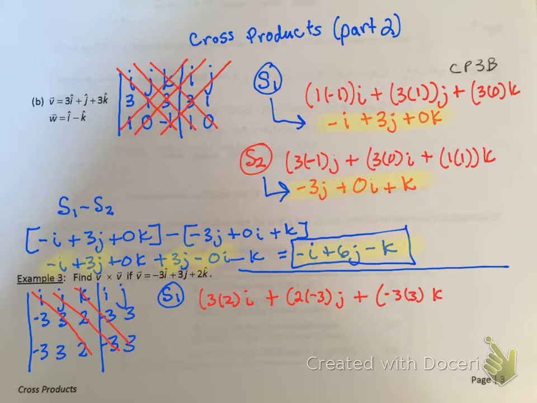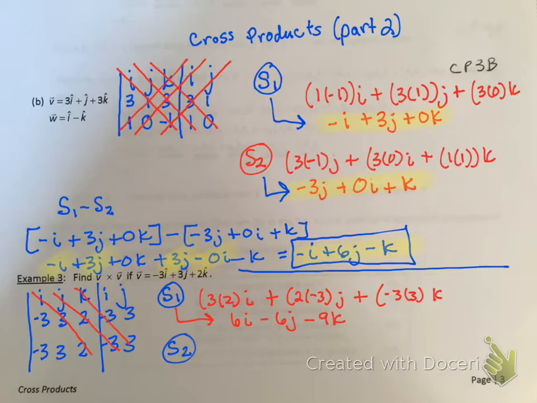Okay, so let's make this look better. We get 2 times 3, which is 6i. 2 times negative 3 is negative 6j. And negative 3 times negative 3 is negative 9k. Alright, so that's sum 1. So let's do sum 2.